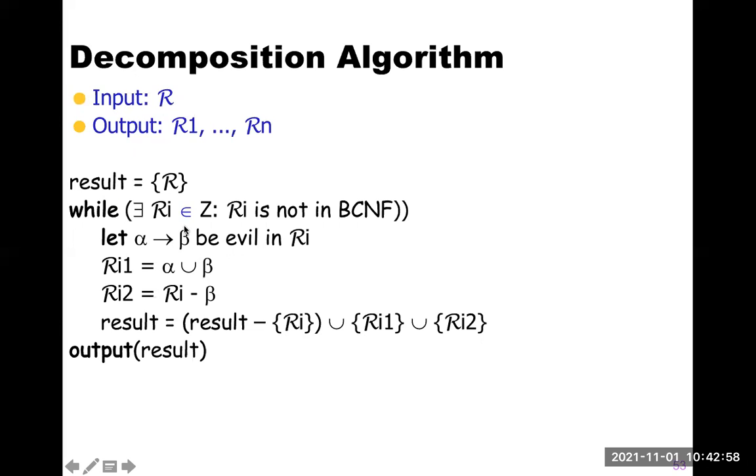So we have some dependency and create a new table that consists of columns from this dependency, like in the third normal form synthesis algorithm, and another table that's our original table that we're trying to split, removing all the dependent columns, and then remove our source table from the result and add the two new tables. So we need to put not Z but the result here instead of Z.